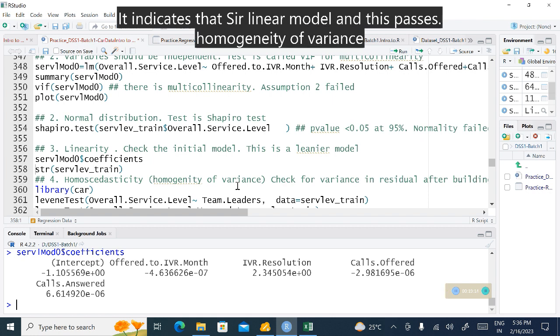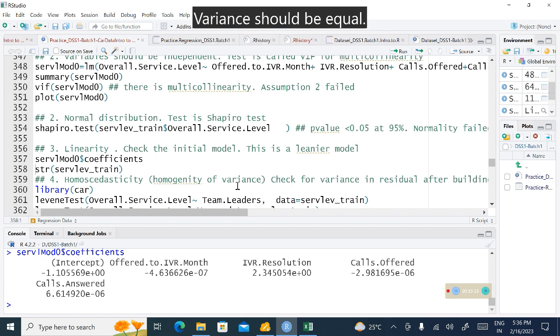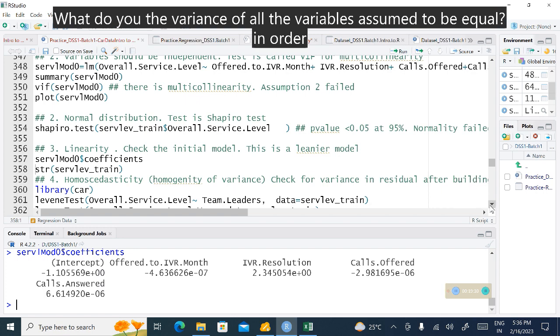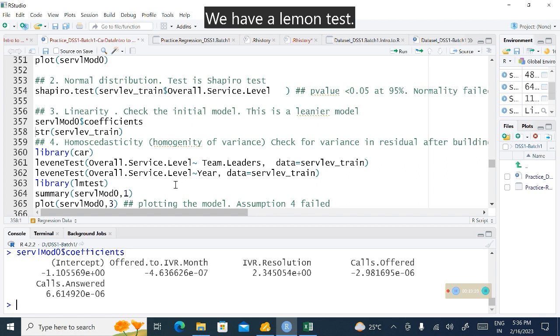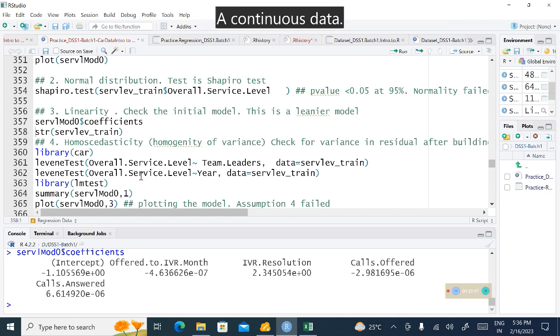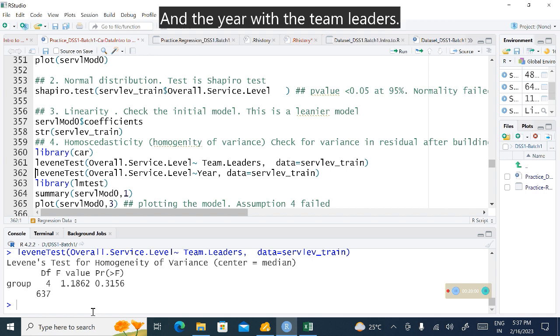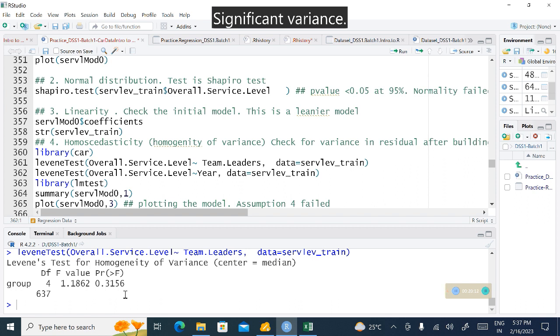Homogeneity of variance says that the variance of all the variables is assumed to be equal. In order to test this assumption, we have the Levene test. When you run a Levene test, remember, it runs with continuous data on the Y and a factor on the X. So I'm trying to see this with the team leaders and the year. With the team leaders, your p-value is 0.3. It means there's no significant variance amongst the scores of the team leaders.